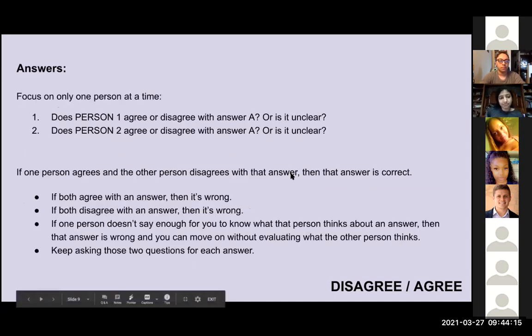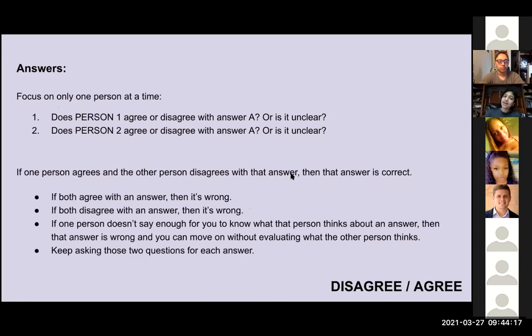And then, yes, you want to focus on just one person at a time. That simplifies it, because then you don't have to wonder, did person A say this or did person B say this? And you don't have to flip back and forth as often. If both people agree with an answer, it's not what you want to pick. If both people disagree with an answer, then it's wrong. If one person doesn't say enough for you to know what that person thinks, then that's also not your answer. If you can't figure out whether they agree or disagree, you can cross that one out. And so you just want to keep asking, does this person agree or disagree for each answer option?